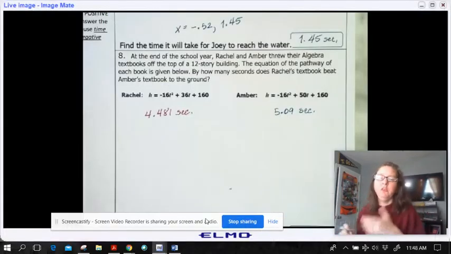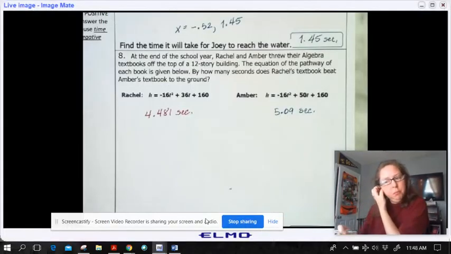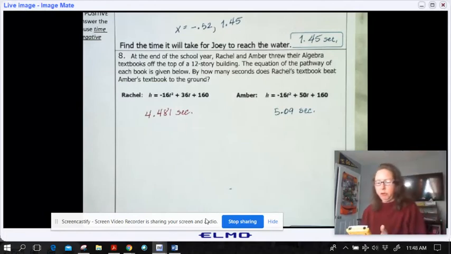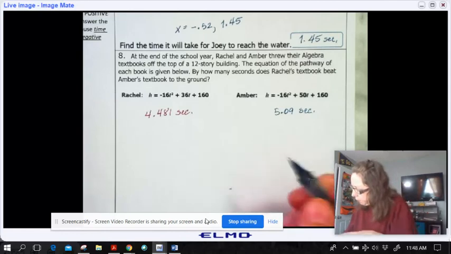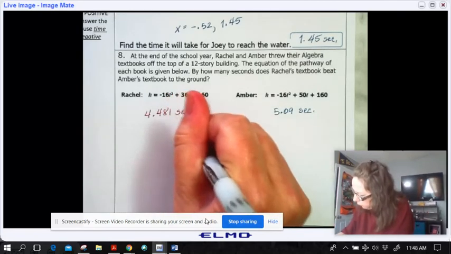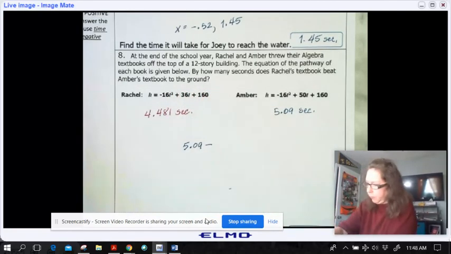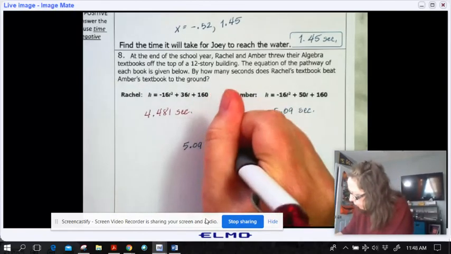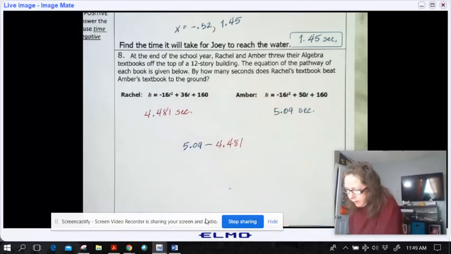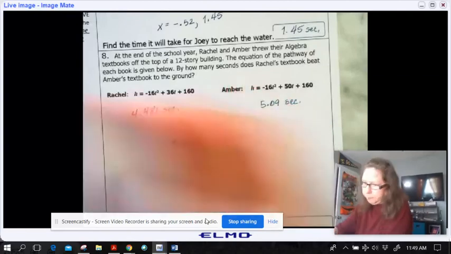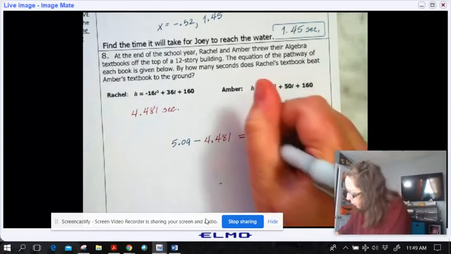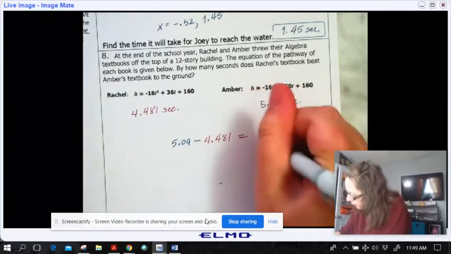So I just jotted down those numbers. Now let's subtract them. 5.09 minus 4.481 gives me 0.609 seconds.